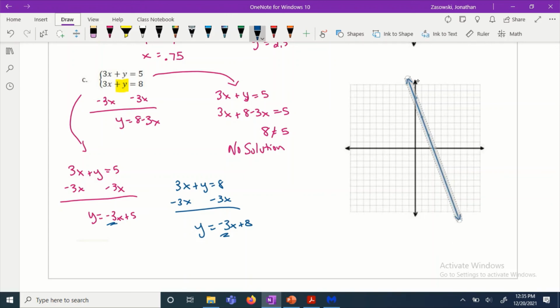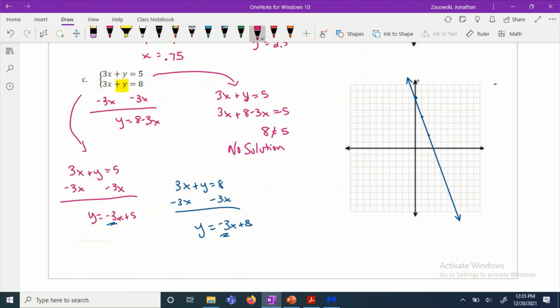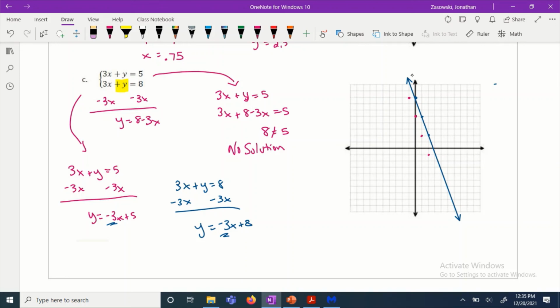All right. And then when I graph the second line, which is going through 5, all right, so it's at 5, and we're still going down 3 over 1. You can get the idea, that our lines actually don't cross, right? They run parallel to one another. And you can see that these lines are not going to cross. So that's how we know there's no solution here, okay?